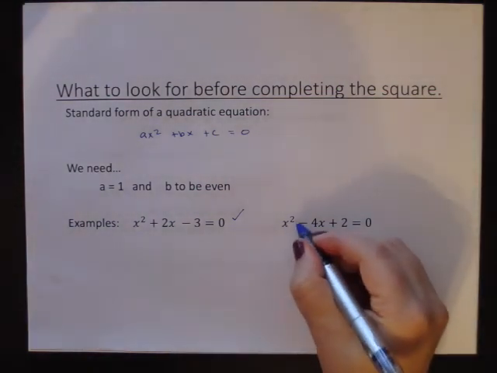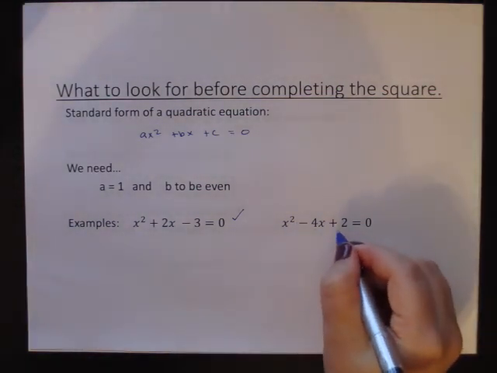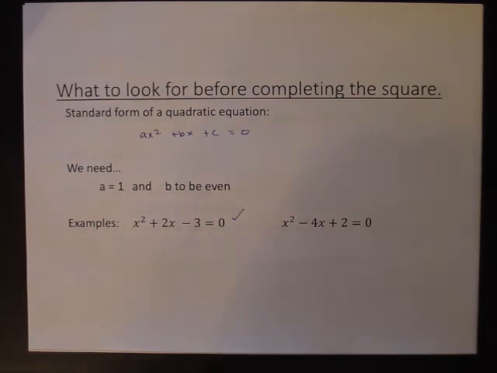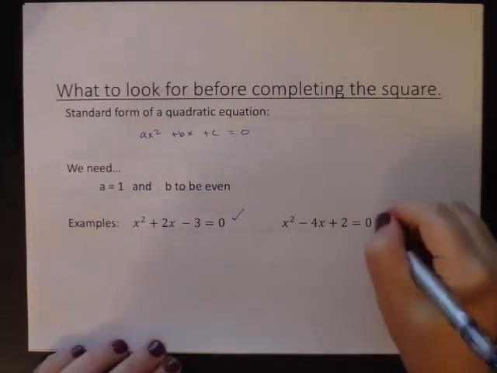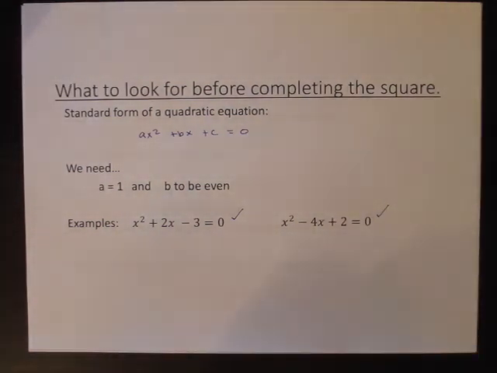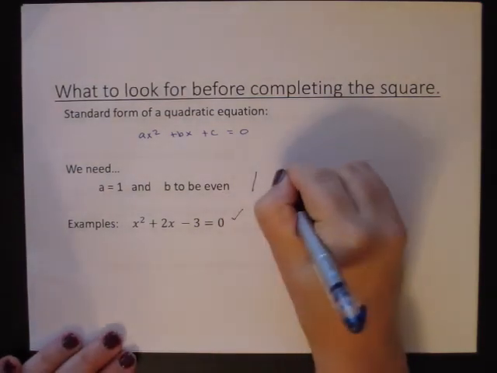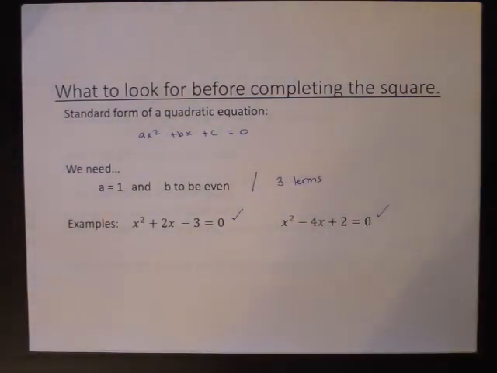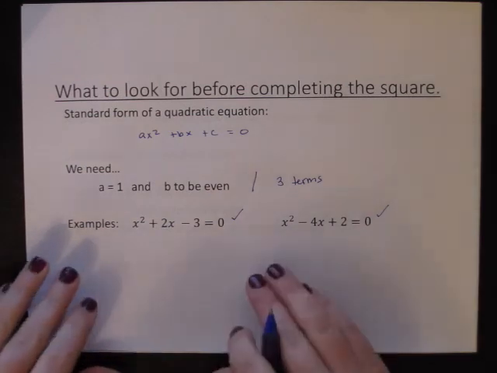For this one, I've got x squared minus 4x plus 2 equals 0. I've got 3 terms. My a is 1 and my b is even, so I could complete the square with this one. That's actually another thing that you want to look for, 3 terms. It's kind of important. Okay, so 3 terms, a equals 1 and b is even.